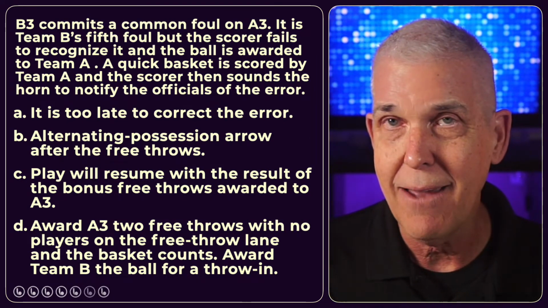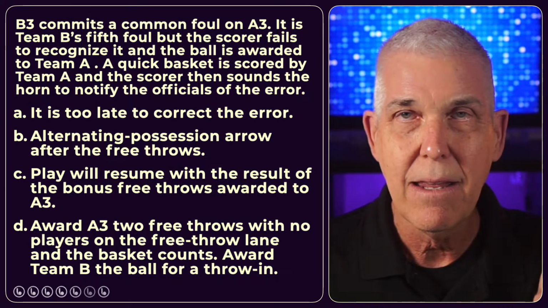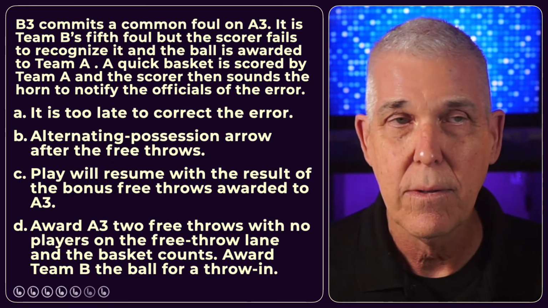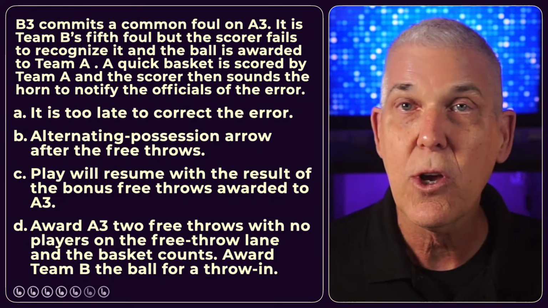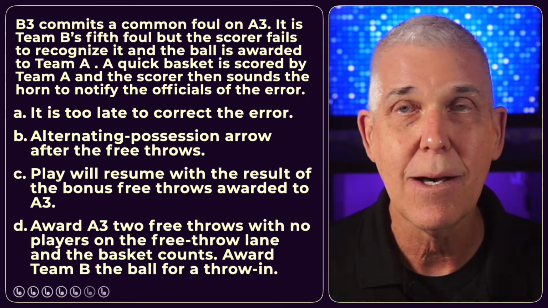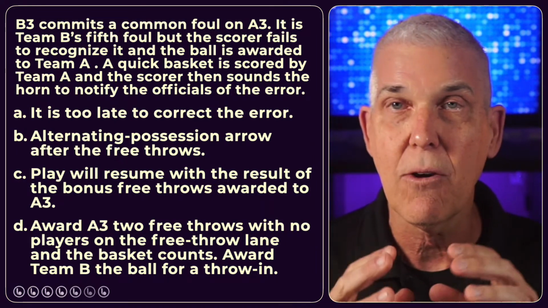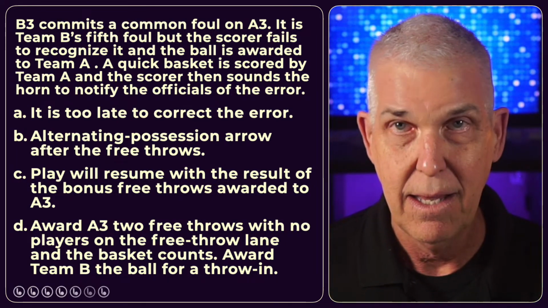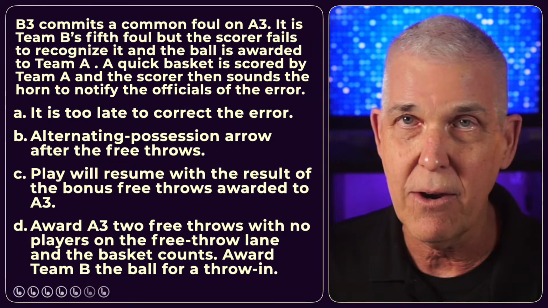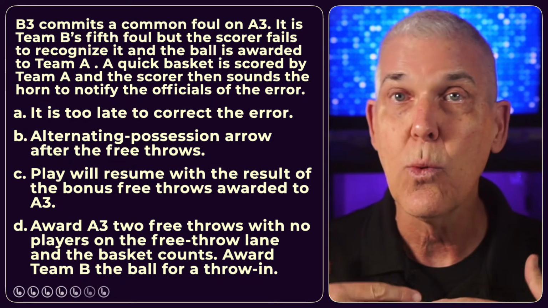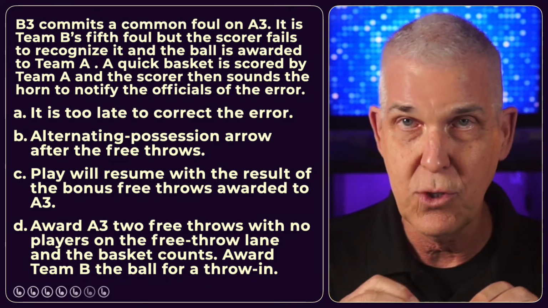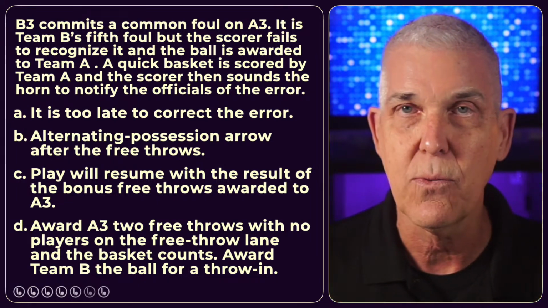The ball became live. Basketball was played, the ball became dead when the ball went through the basket. When the goal is scored, not when the basket is counted, when the goal is scored, the ball momentarily becomes dead. Has the ball yet become live? If it became live, then our correctable error time frame would end. If the ball has not become live, we are within the correctable error time frame, and we must correct. So what are we going to do? We're going to award A3 their merited free throws. They were due merited free throws. We shall award the merited free throws.